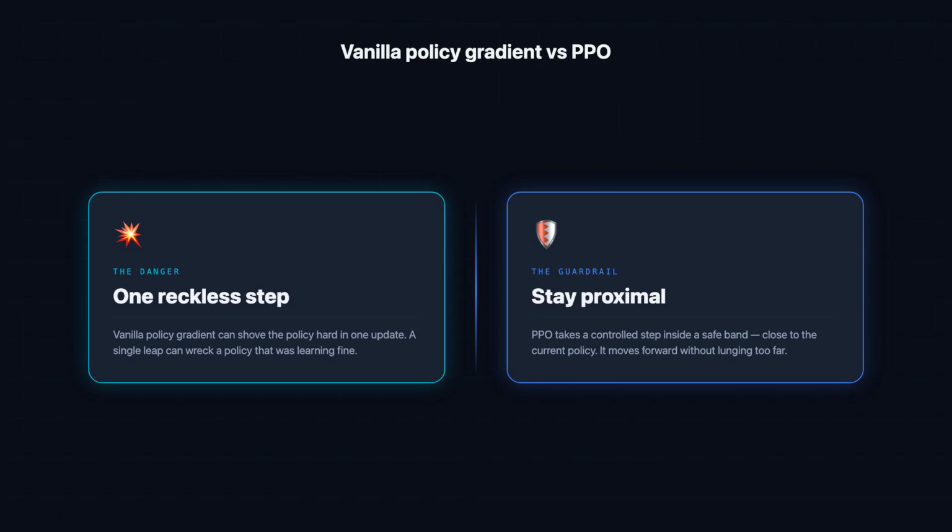PPO keeps every update proximal, meaning close to the policy you already have. Instead of one reckless jump, it takes a controlled step inside a safe band. You still move toward better behavior, but you never lunge so far that the whole thing falls apart. It's the difference between confident progress and a gamble on every batch.